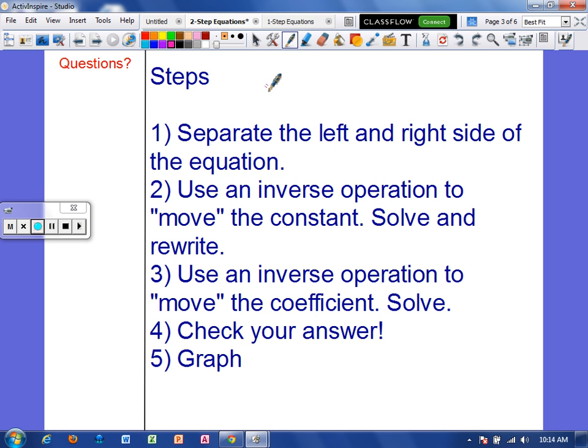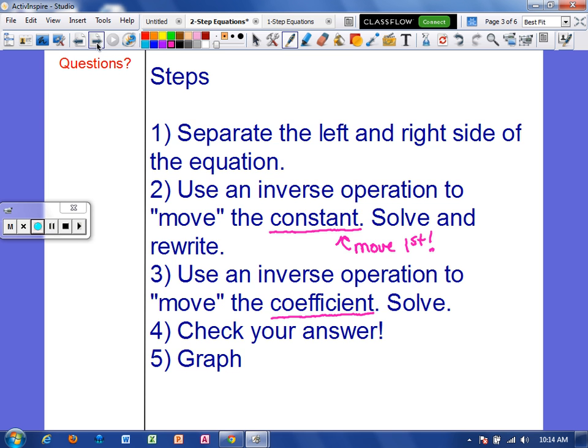All right, let's talk about the steps to actually solving a two-step. So the first thing we want to do is separate the left and right side of the equation. Then we want to use an inverse operation to move the constant. The constant is what we move first. Then we would solve and rewrite. Then we'll use an inverse operation to move the coefficient. So the coefficient is what we move second. Then we would solve that. Then we'll check our answer and graph.